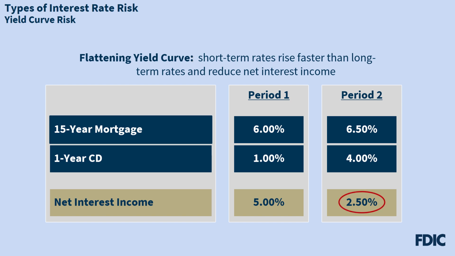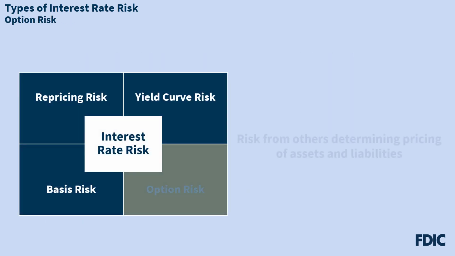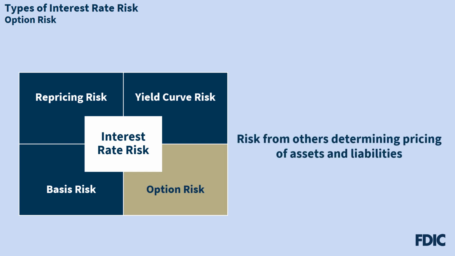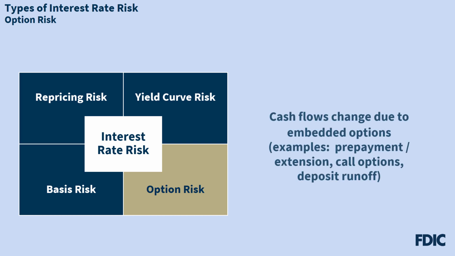Option risk occurs when others determine the repricing of a bank's assets or liabilities. Options can alter the timing of cash flows or rate changes, and option risk is the risk that embedded and explicit options present to an organization. It can adversely affect earnings by capping asset yields or increasing funding cost, and can affect the value of a bank's assets and liabilities.